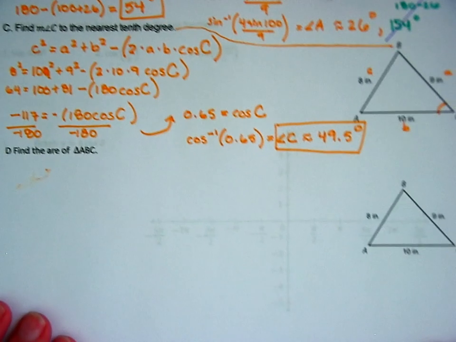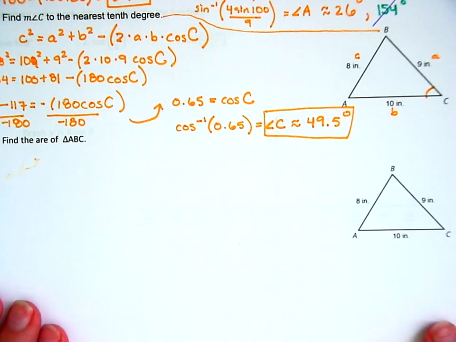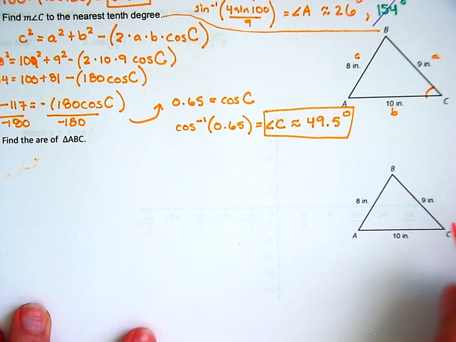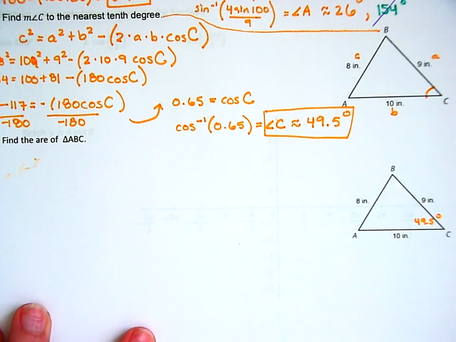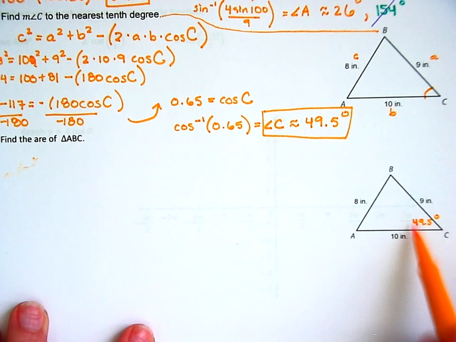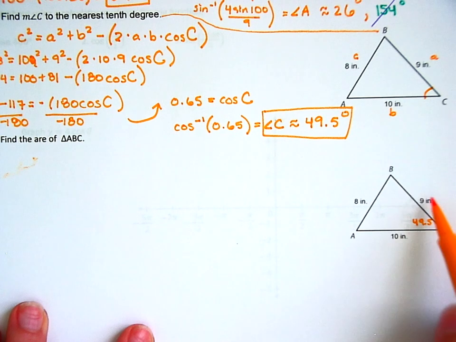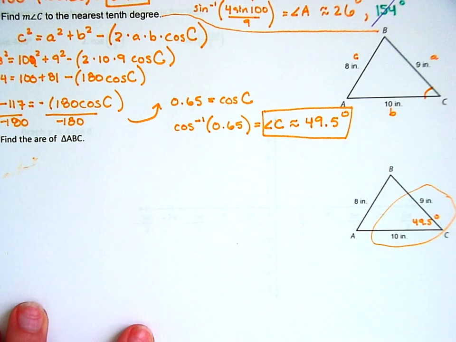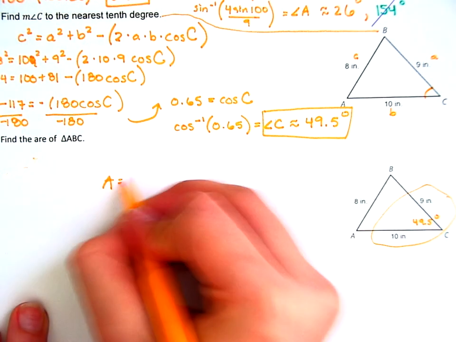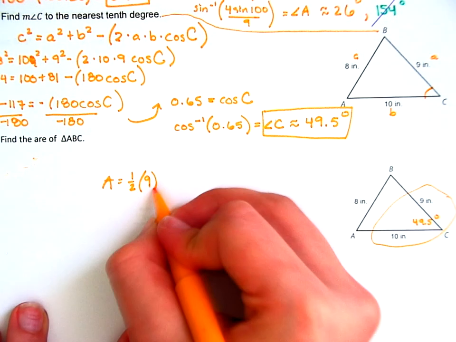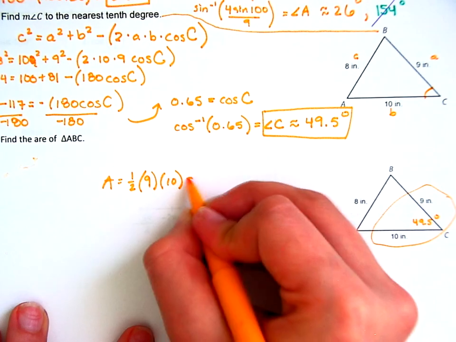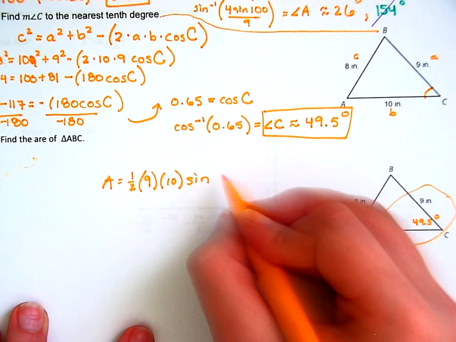And the last problem on this page uses the same exact triangle, but now we're finding the area. We have enough information to find the area, so let me label, this was 49.5 degrees. So remember, for area, we need an angle measure and the two sides that create that angle. And we do have that. That's this information right here. Okay? So your area is going to be 1/2 your two side lengths, 9 times 10, and then sine of the angle included.